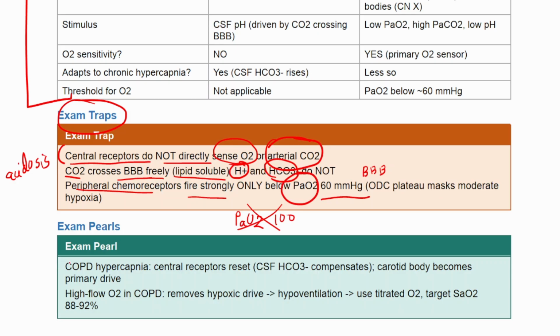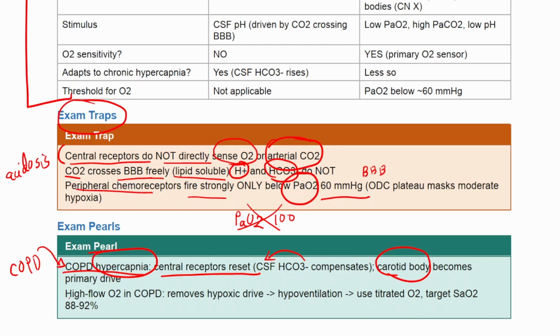And we have a couple of examples. The first one is COPD hypercapnia. In patients with severe chronic obstructive pulmonary disease, or COPD, as written here, long-term trapped carbon dioxide causes hypercapnia. Over days, a specific part of the brain pumps bicarbonate into the CSF to neutralize the acid. This causes the central chemoreceptors to reset and lose their drive. Consequently, the patient's respiratory drive shifts entirely to the peripheral chemoreceptors, making the carotid body the primary driver of breathing via hypoxia.